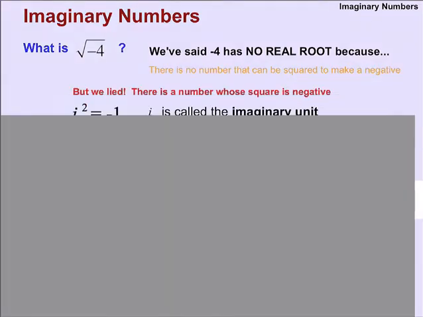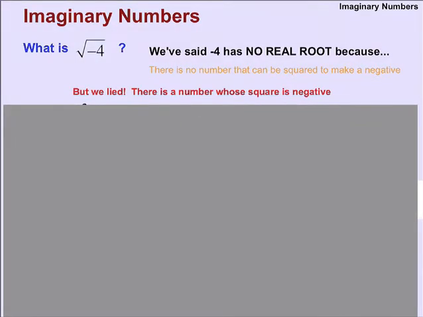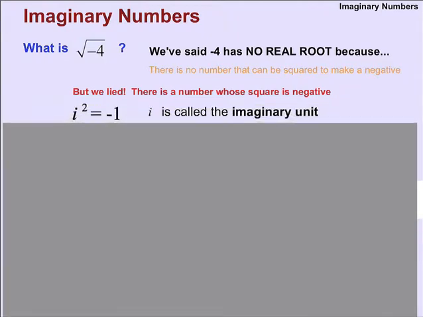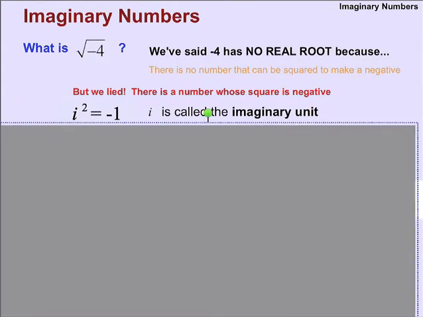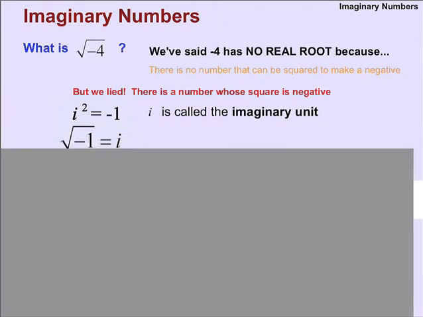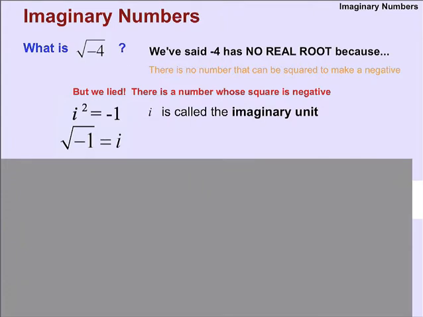Well, we lied. There is one number whose square is negative. It's called i, the imaginary unit. It's the one number that if you square it, it's actually equal to a negative. Not just any negative, it's equal to negative 1. So i squared is equal to negative 1. Which means that the square root of negative 1 would be equal to i. The number that if you square it, it equals negative 1.